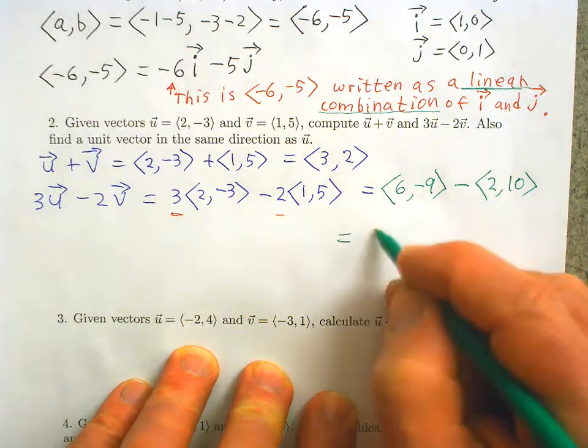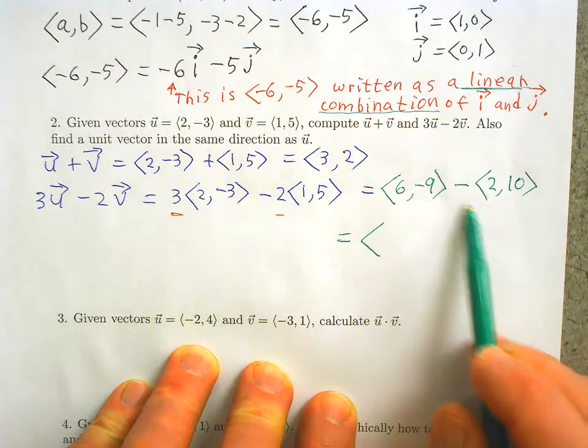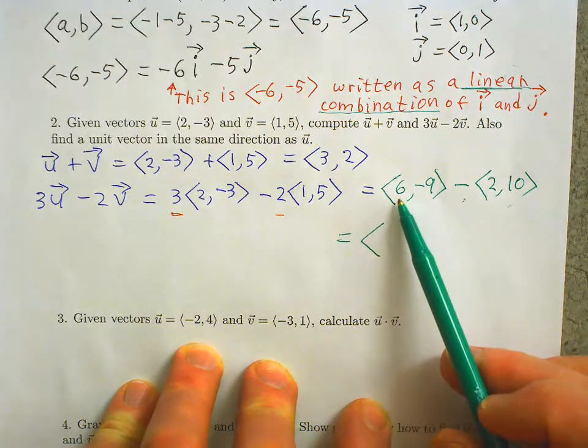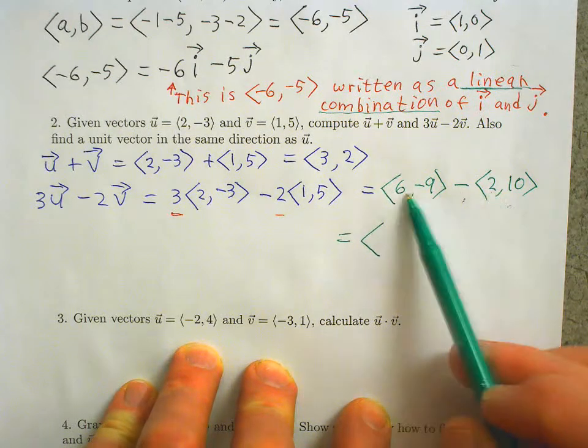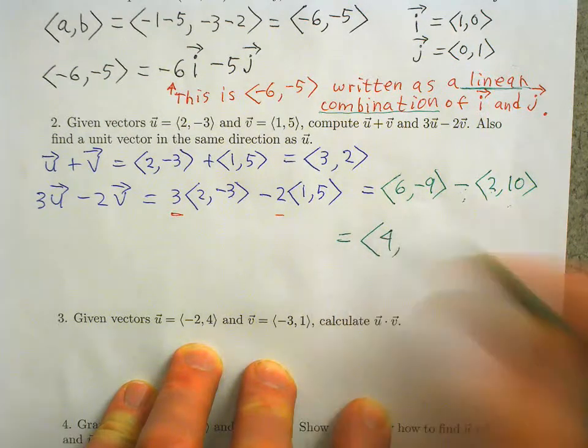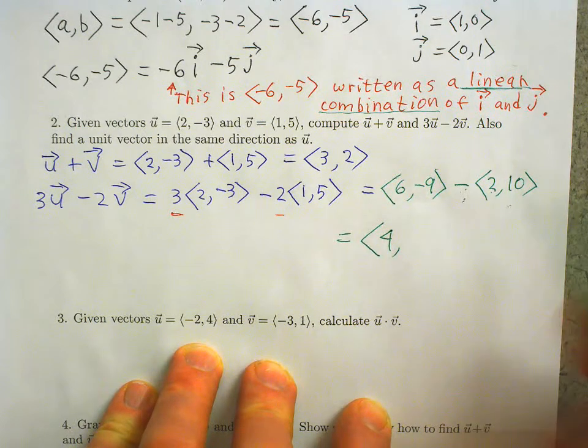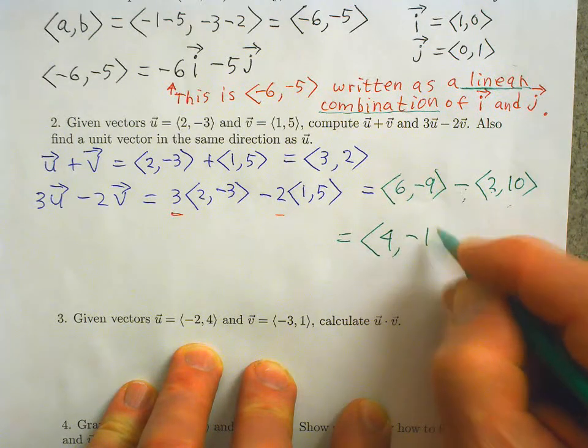And then when we do the subtraction of the component vectors, do the subtraction in the first component. 6 minus 2 is 4 for the first component. The second component, -9 minus 10 is -19.